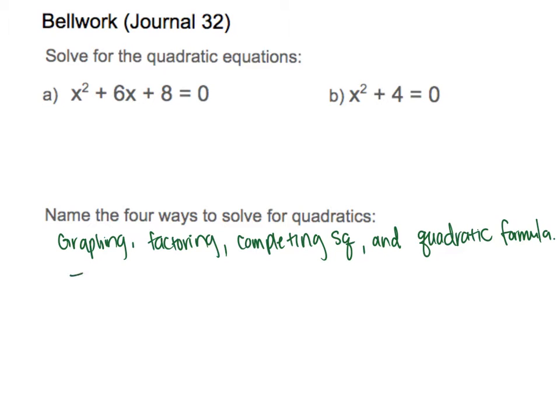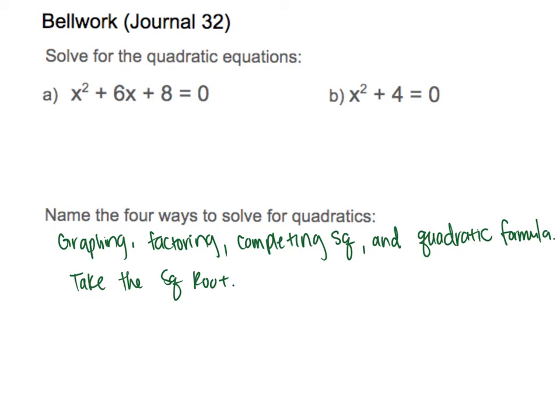Now, let me just say there's also one more method. It's called taking the square root. And this one is kind of more of a short method. Like for this one, for example, you would move the 4 over and then try to take the square root to get rid of a square. So I thought I'd add that in. So there's really 5, but we really don't announce this one as a type of method to use. It's just like how you solve when you have x squares.